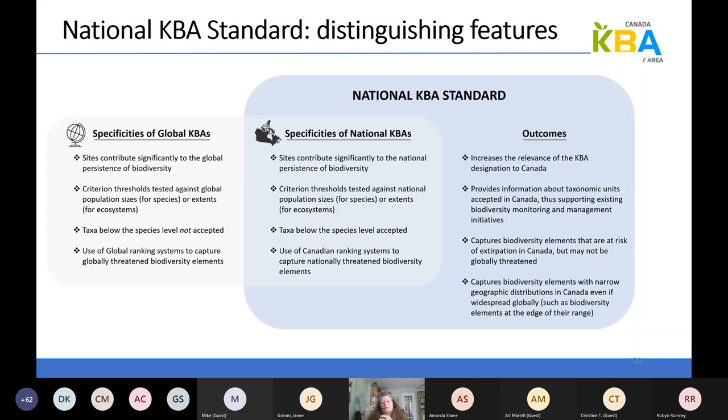So this is probably pretty obvious for most people. What's really useful about having national KBAs is that we can get away from some of the more stringent taxonomic adherence to the IUCN Red List that we do not necessarily use in Canada for a number of reasons. Not all endemic species or even globally threatened species that occur in Canada are on the IUCN Red List. Some of that is explained because we have some of our own processes.